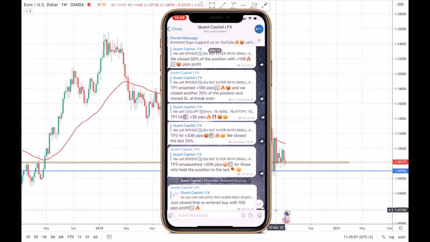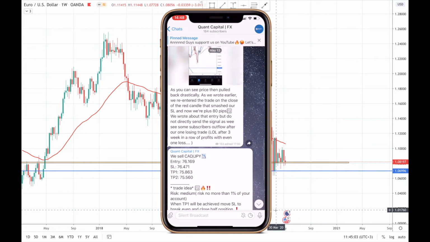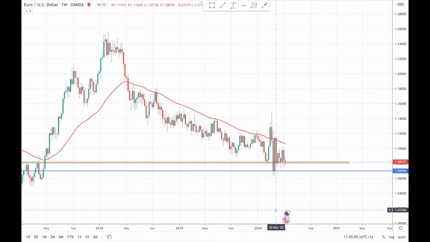In our free chat in the Telegram, this week we made around 500 pips. All these trades were absolutely free. We do not have any VIP section or paid signals.